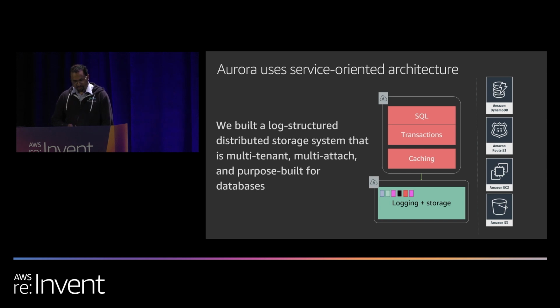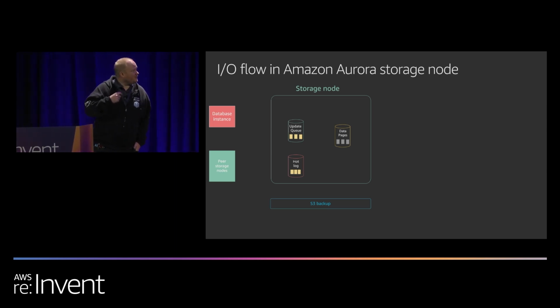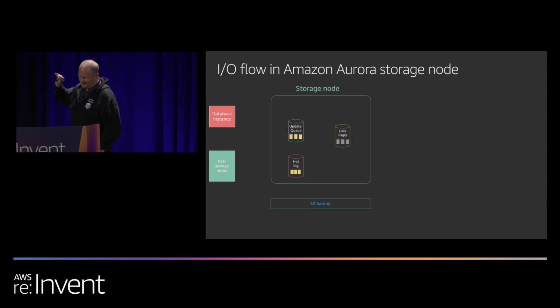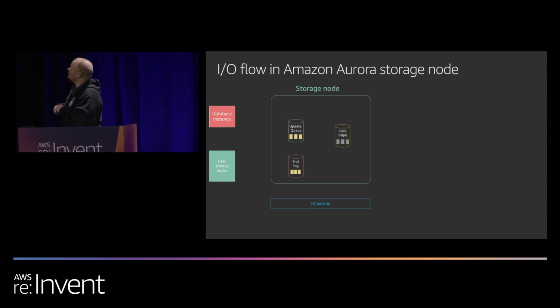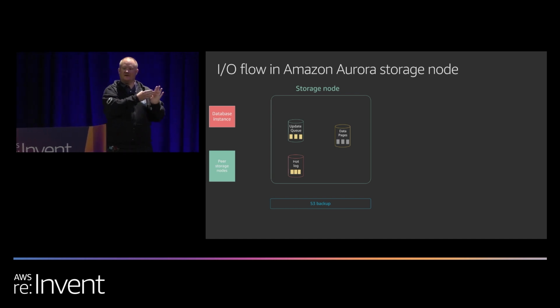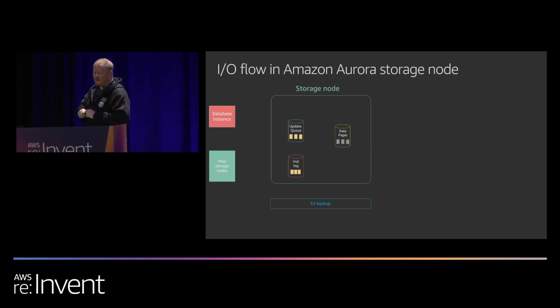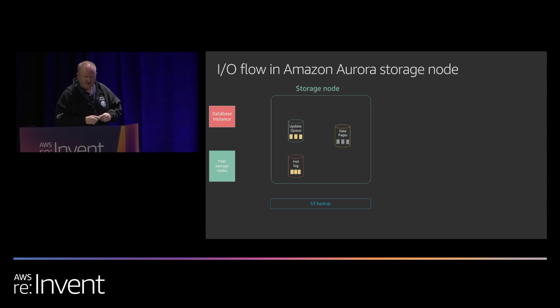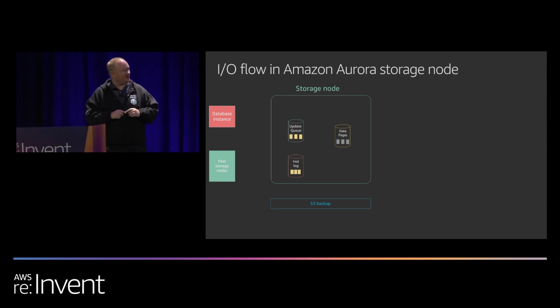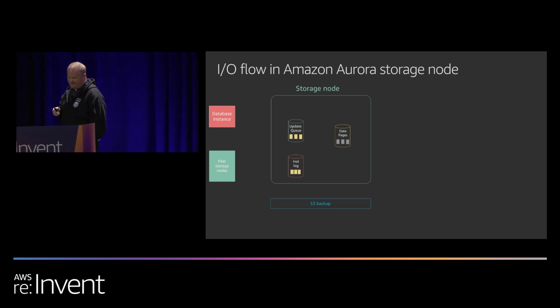So let's dive deep into how I/O flows in a storage node. The red square on your left is an example of a database instance, and this green storage node is one we've zoomed into. If you've heard, Aurora writes 6 copies of every page, so 6 separate storage nodes, 2 in each availability zone. We've zoomed into one of them, and the other green boxes under the red one are its buddies, the other peer storage nodes.